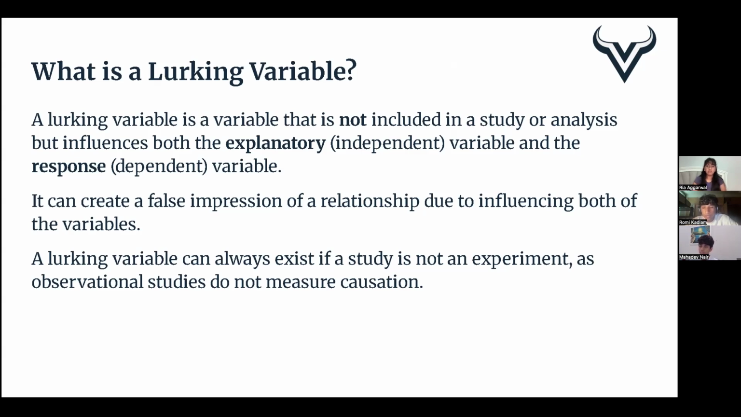One of the biggest challenges with lurking variables is that we often don't know they're there. And because observational studies don't assign treatments or control conditions, lurking variables are always at risk, which is why we avoid making causal claims from observational data. In short, if a variable affects both the explanatory and response variable but is not included in the study, it's lurking.